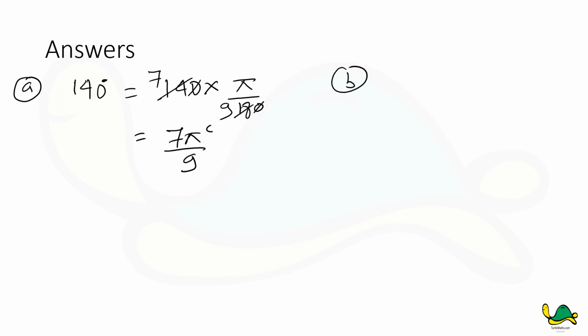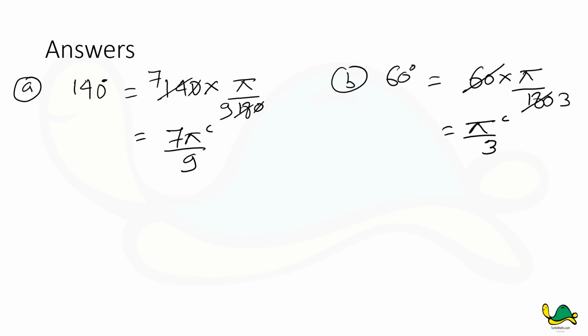Part B, the question that we had was 60 degrees. So 60 times pi over 180. 180 is divisible by 60, 3 times, so pi by 3 radians.